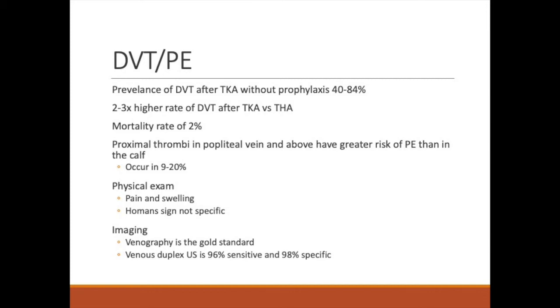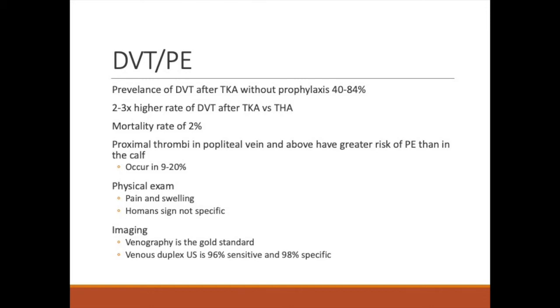to where we've gotten these incidences down much, much lower. There's a 2 to 3 times higher rate of DVT after total knee versus total hip, and it carries with it a mortality rate of up to 2% of patients that have a symptomatic DVT or PE. Proximal thrombi in the popliteal vein and above have a greater risk of PE than in the calf. These occur in anywhere from 9 to 20% of patients when you routinely ultrasound them.